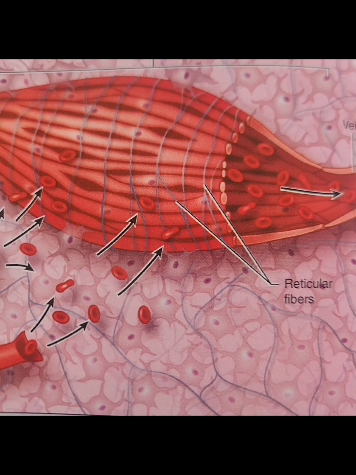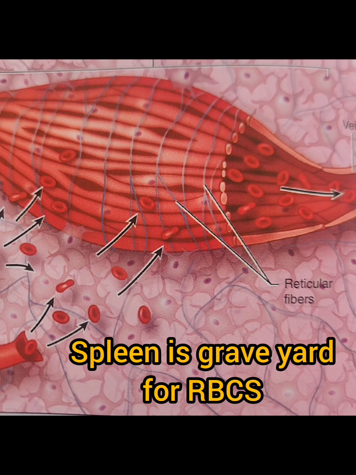When older RBCs fail to negotiate through these gaps, they break and get destroyed. Like this, spleen is the graveyard of RBCs.